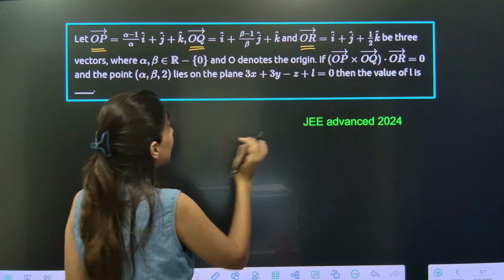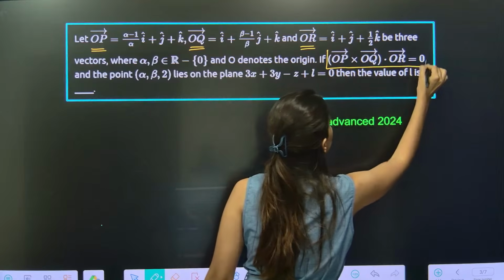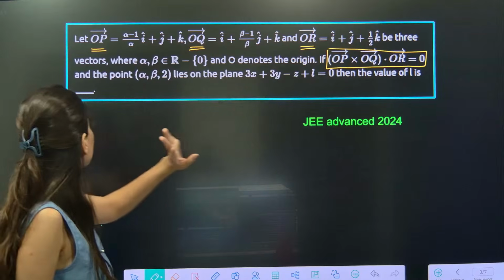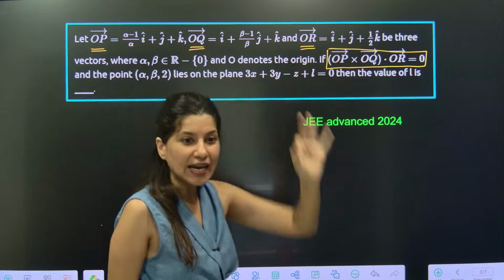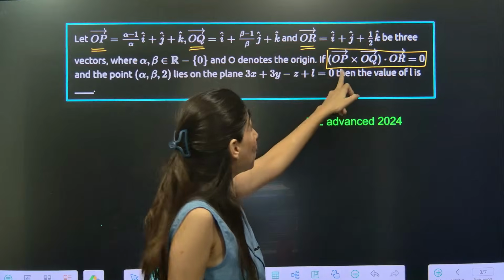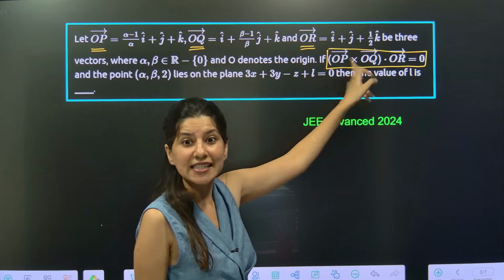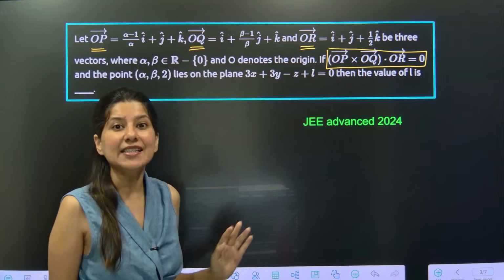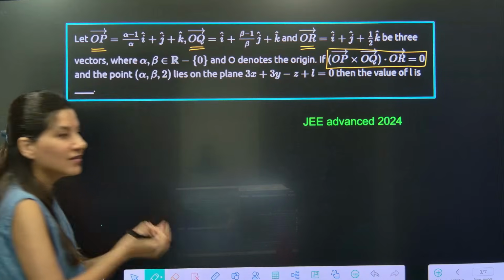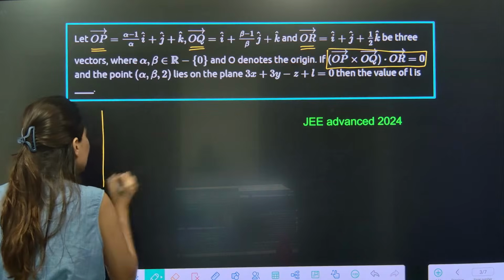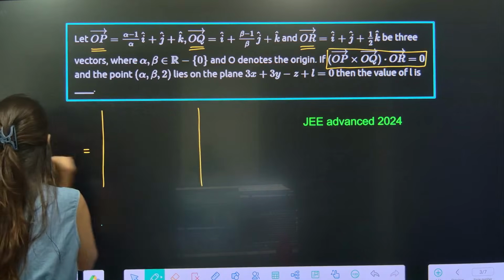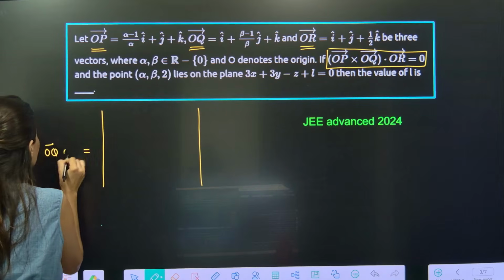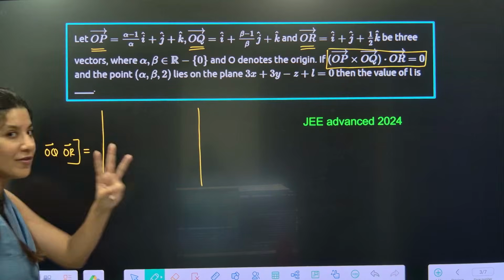Now, what they are saying is this equation. Can you see? OP cross OQ dot OR is equal to 0. This is one information. Can anybody tell me what this is? Don't you think this is scalar triple product? Scalar triple product between 3 vectors is 0. And how do we solve scalar triple product? Just by creating determinant. Okay. So this is box of OP vector, OP, then OQ, and then OR. This is how we calculate box of 3 vectors, right?